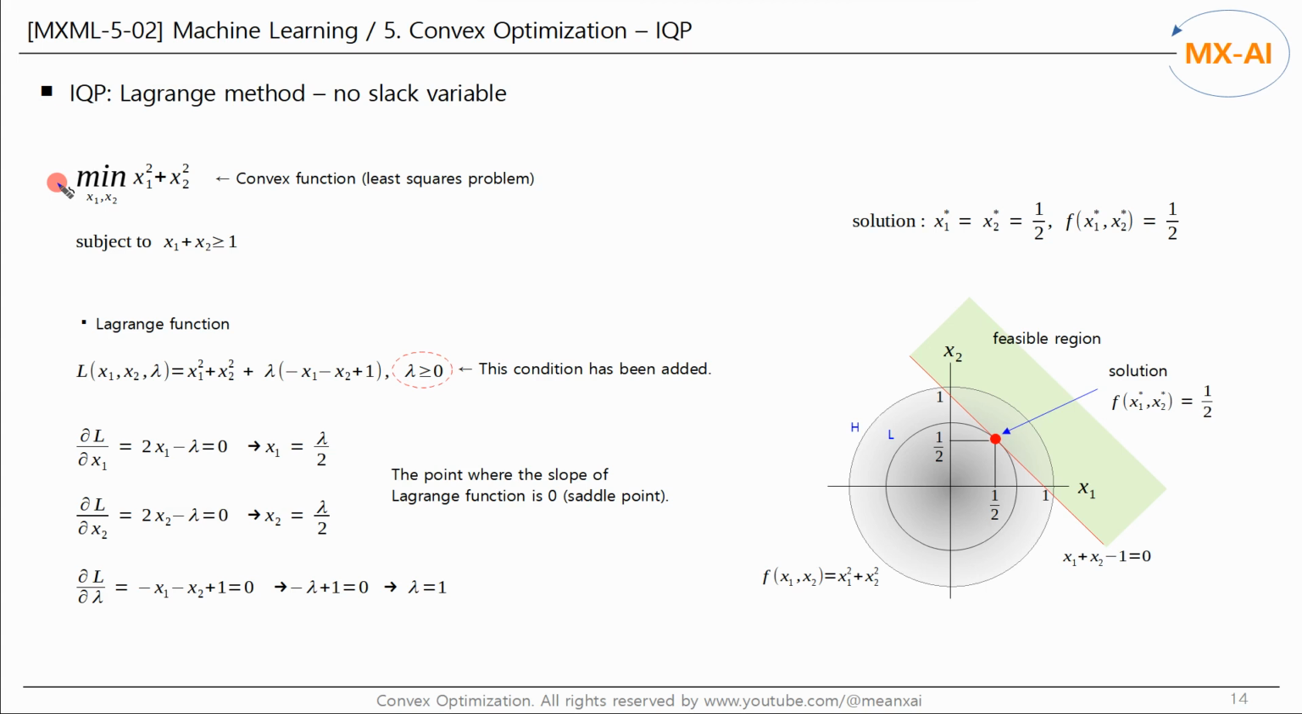Lastly, we will solve this problem without using the slack variable. Flip the inequality direction in the constraint. Then the Lagrange function becomes like this. Since this is an IQP problem, the constraint that lambda is greater than or equal to 0 is added. The solutions to this Lagrange function are as follows. Lambda is 1, which does not violate the constraint. So x1 and x2 are each 1/2, which are the final solutions.